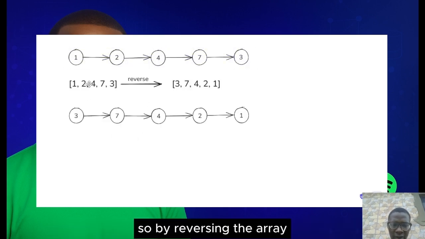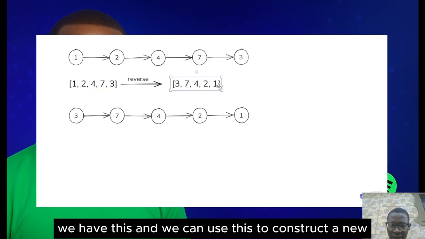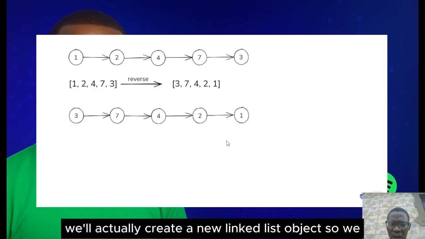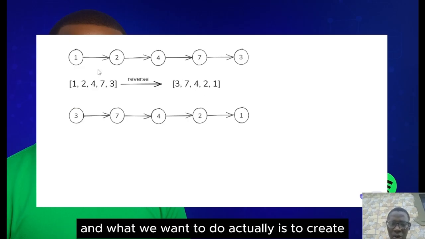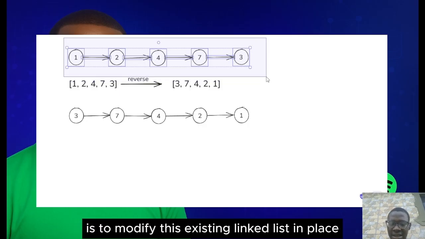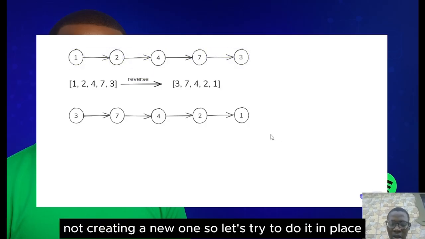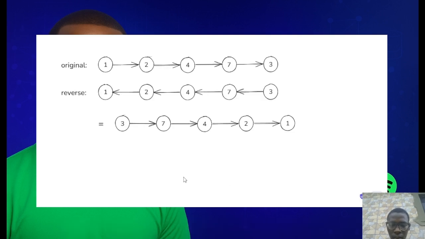By reversing the array, we have this, and we can use this to construct a new linked list in reverse. But doing this will actually create a new linked list object. What we want to do is to modify this existing linked list in place, so that we reverse it in place, not creating a new one. So let's try to do it in place.